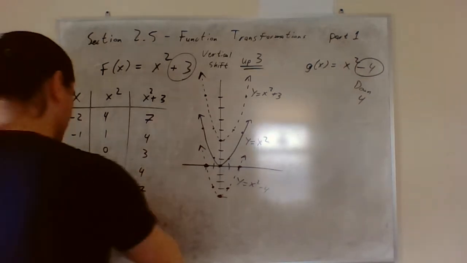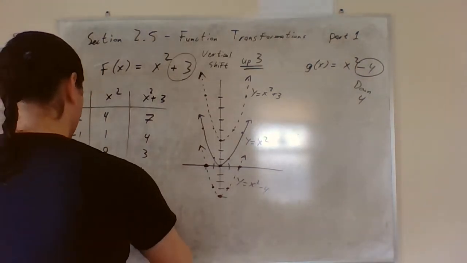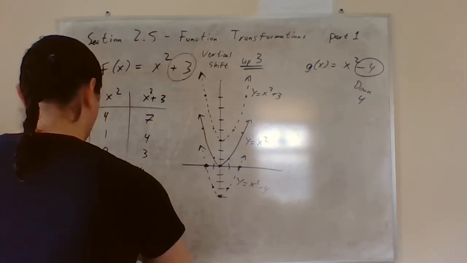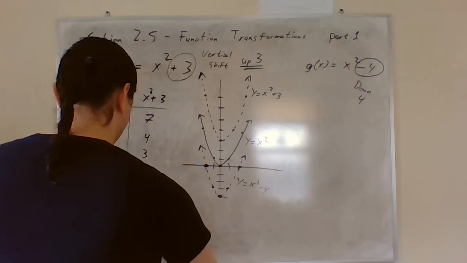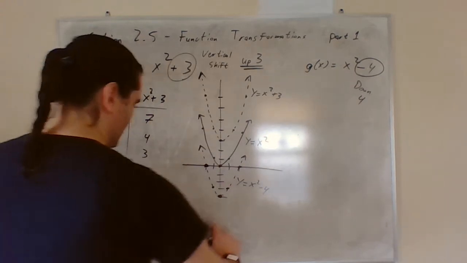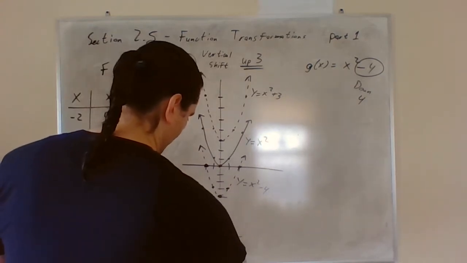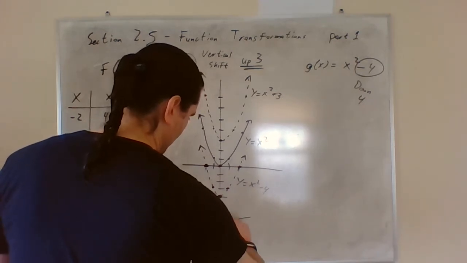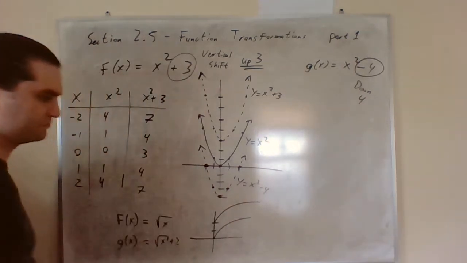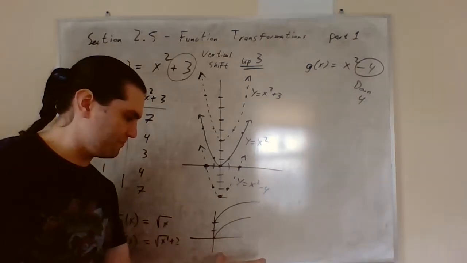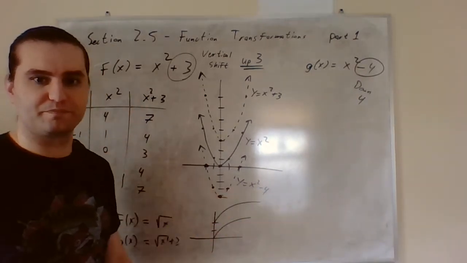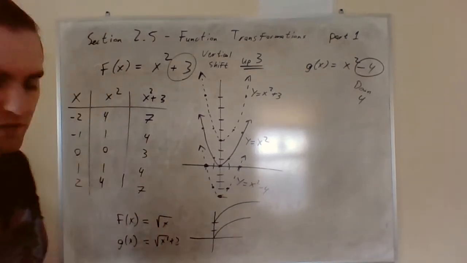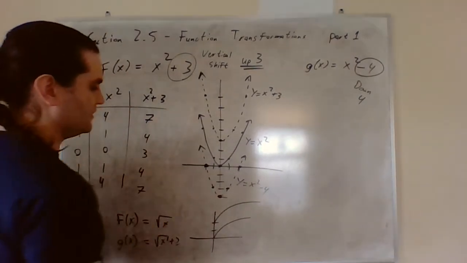You could do this to a square root function as well. If f of x equals the square root of x and you wanted to explore what happens with g of x equals the square root of x plus 2, one of these would look like the standard square root function. The other one would look like the square root function plus 2. We're just taking the whole shape and moving it upwards. So that is vertical shifts. You could go down with this as well.